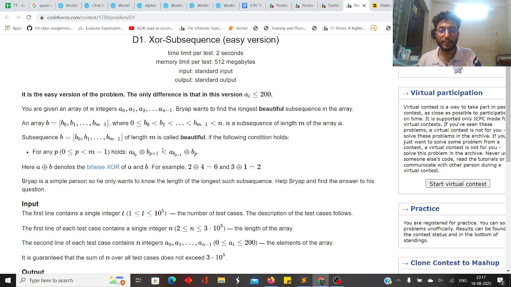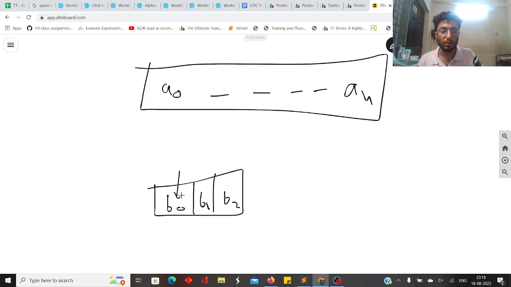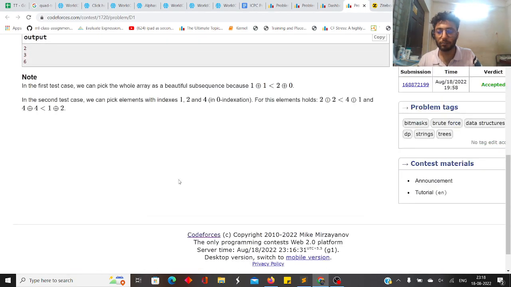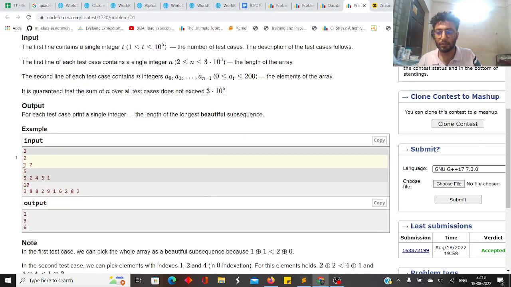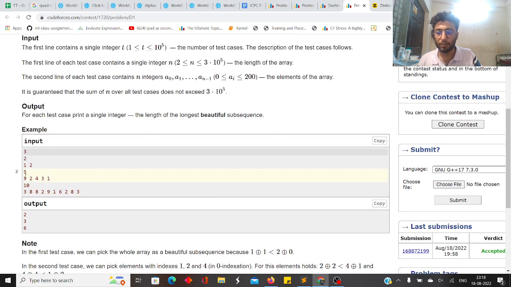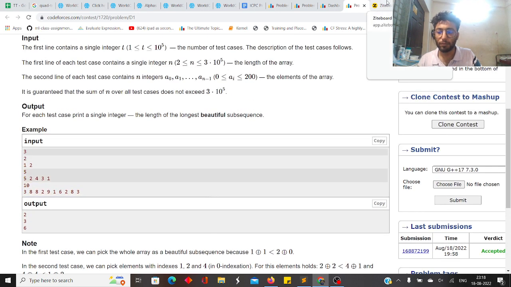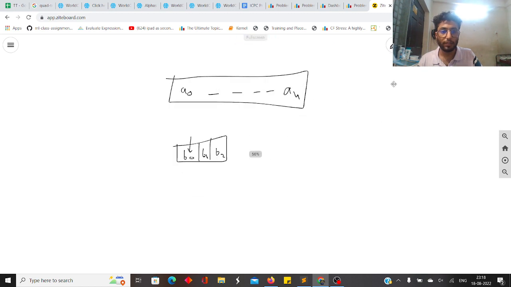What the statement says is that for all p ranging from 0 to 2, this condition should hold true. This condition actually says that b0 is the corresponding position that you are taking, and it's not the corresponding value. Initially I was confused, so let me try out an example. In this case, my a is given to be 5 2 4 3 1.